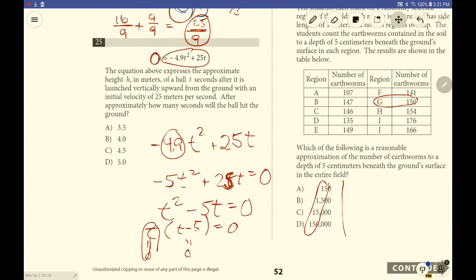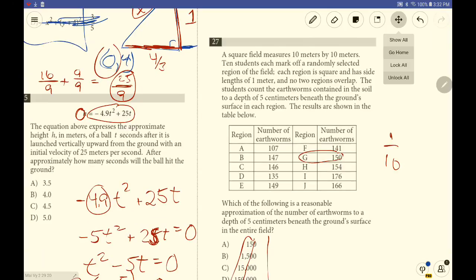So number 25, they want to know approximately how many seconds go by before the ball hits the ground. So you can put 0 in for the height. Now, they say approximately how many seconds, so you could put 5 in for 4.9 and factor it and find out that t times t minus 5 equals 0. So t equals 5 is approximately one of the solutions. The other thing you can do is you could put in your graphing calculator y equals negative 4.9 t squared, or x squared, plus 25x, and see where that parabola crosses the x-axis, because that would be the solution. It should cross right about at 5.